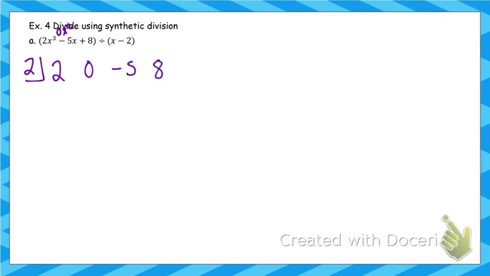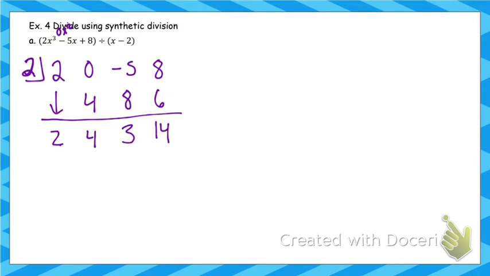Then I'm going to go through this process: bring down the first number. Then we do the same thing over and over. The bottom number times the number in the box, write it in the next available spot, add down the column. Bottom number times the number in the box, next available spot, add down the column. Multiply, add down the column. And then again, we have to know how to write our answer. The last number is the remainder. Everything else, we start one degree less than the original. The original was x cubed, so we start with x squared and then x. So this would be 2x squared plus 4x plus 3. Our remainder is 14, so we write that as a fraction over the divisor.